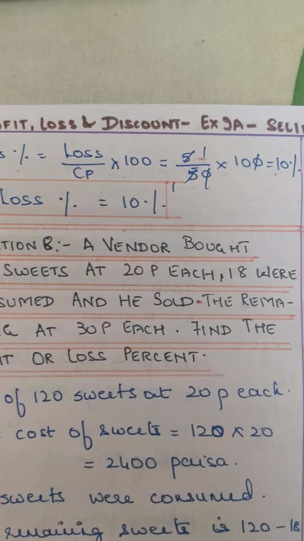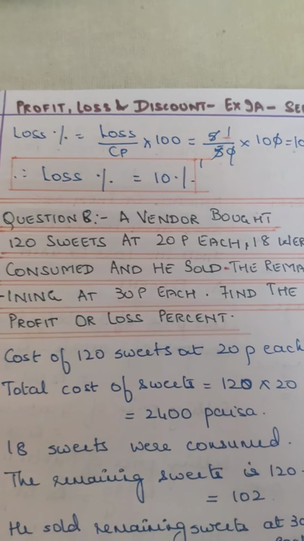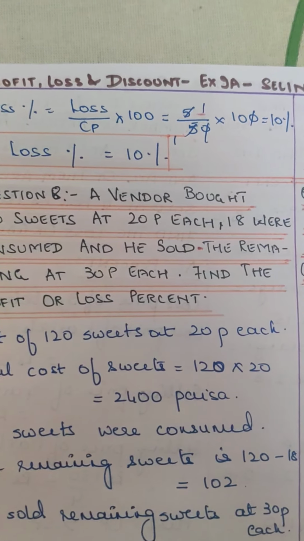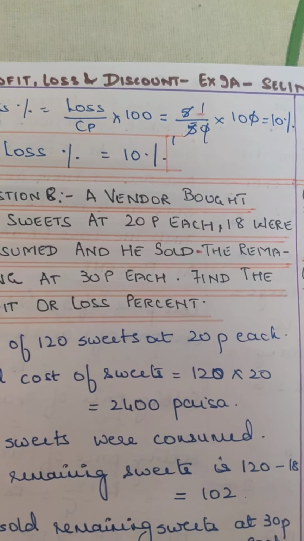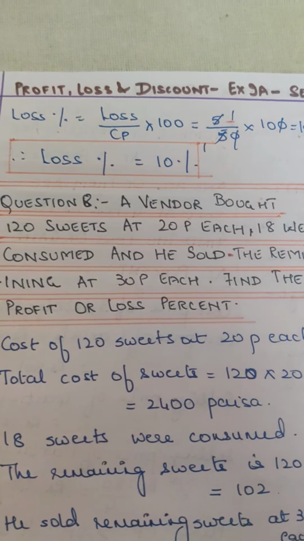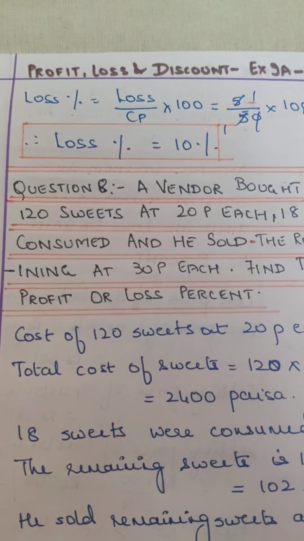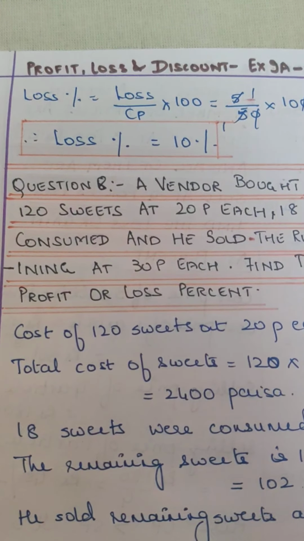Therefore, loss percent is equal to loss by cost price into 100, that is equal to 5 by 50 into 100, that is equal to 10%. Therefore, loss percent is equal to 10%.